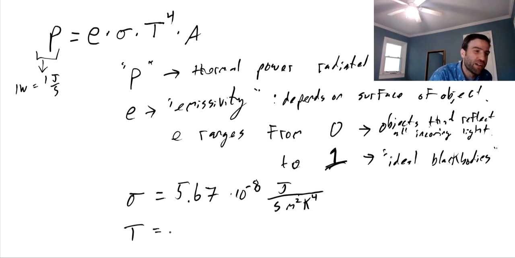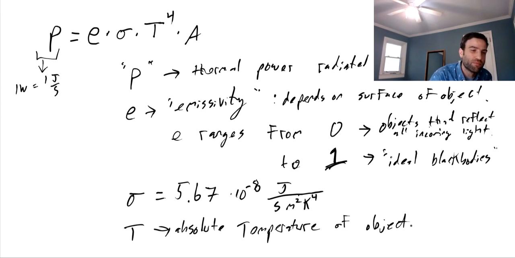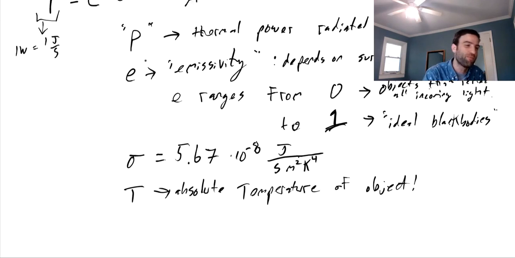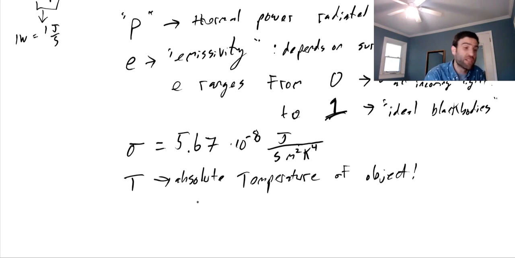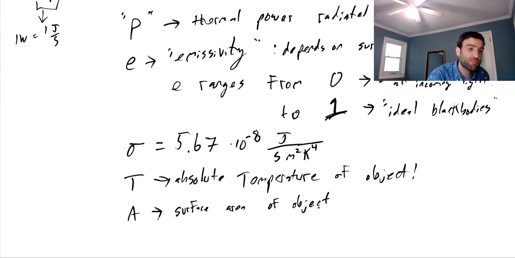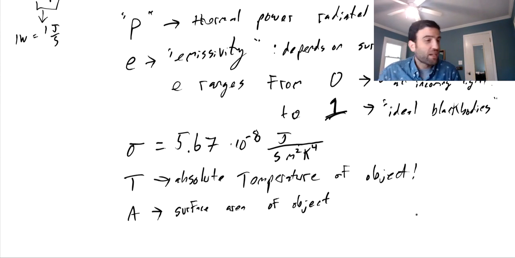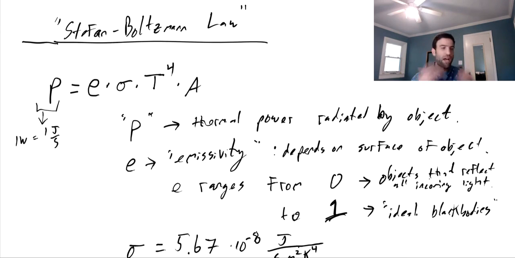The temperature is the absolute temperature of the object, right? So when you're using this equation, because temperature has to be written as an absolute temperature, we basically always use the Kelvin scale, something where 0 really means 0 temperature, 0 thermal energy. And then the last piece of this, A, is just the surface area of the object. Okay. So, great. So that's how much power an object radiates away.